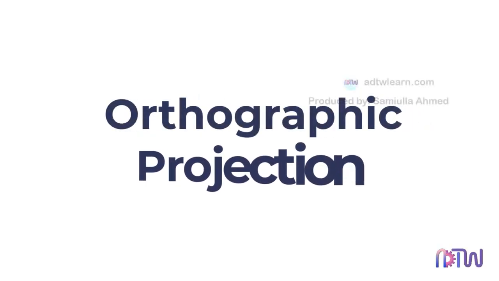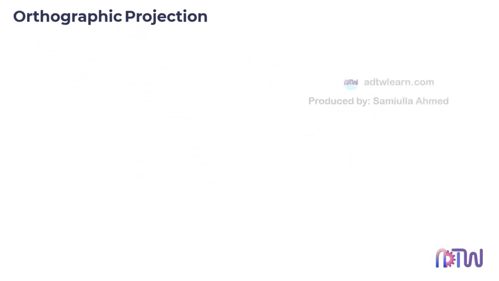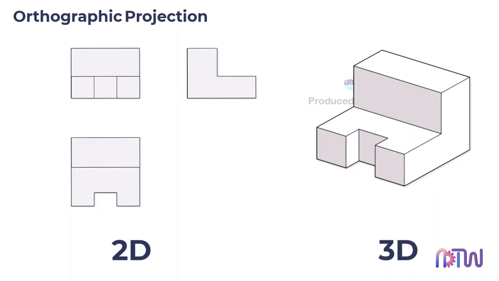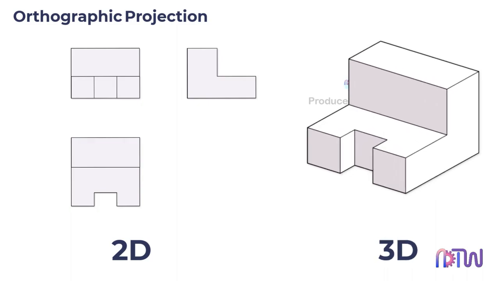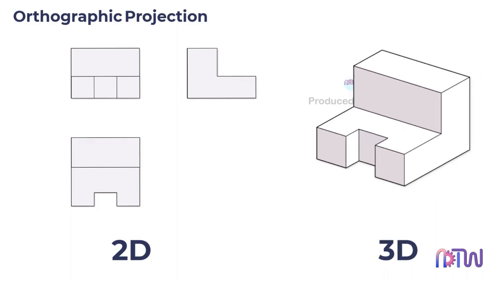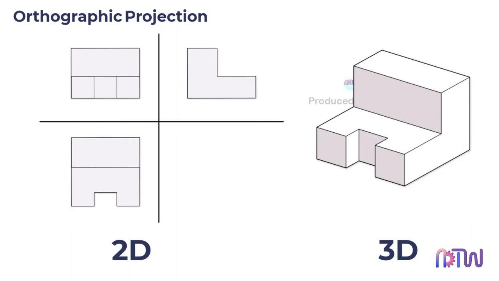Orthographic projection. In engineering drawing, we often have to produce 2D and 3D drawings of different parts. These 3D objects need to be shown on 2D planes, that is, X and Y planes, in such a way that we get to see all the views. That is a front view, side view, top view, etc.